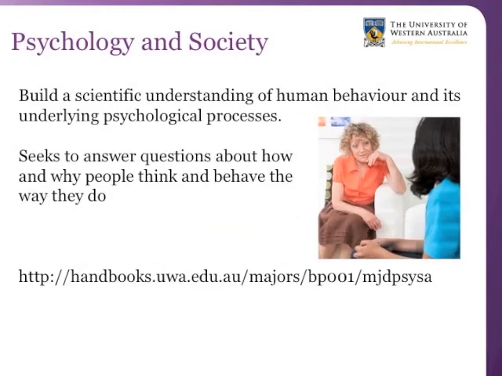The Psychology and Society major will help you build a scientific understanding of human behaviour and its underlying psychological processes. It's a fascinating and diverse area of study that touches upon many aspects of daily life. It seeks to answer questions about how and why people think and behave the way they do. This major can be paired with the Psychology and Science major, so students can study 2 majors in psychology. To look at the units that are part of this major, go to this page on the UWA Handbook website.